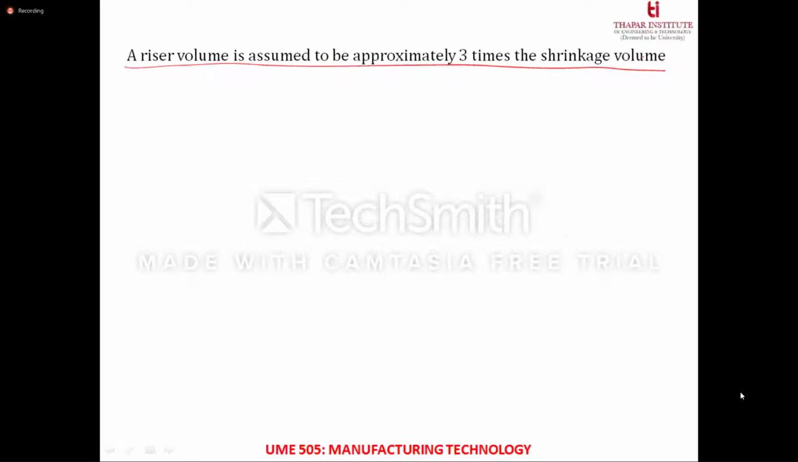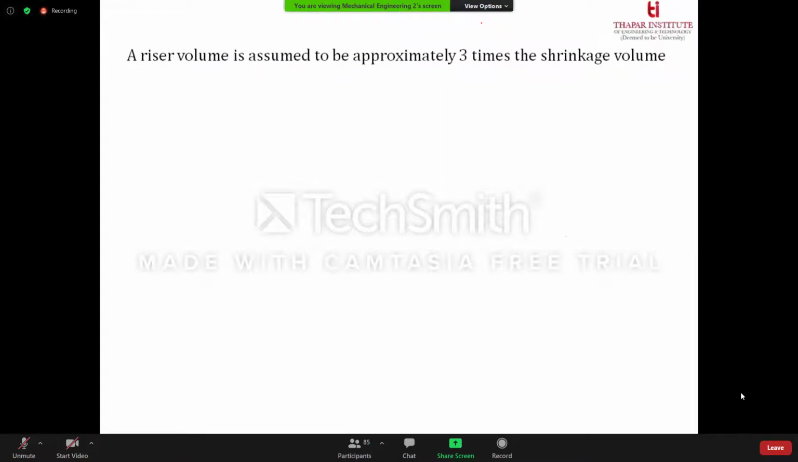So while the solidification of the cavity is happening in the mold, molten metal in the riser is going to remain at a higher temperature, and so it will be passed on to the mold cavity to compensate for shrinkage volume. So this is the basic idea why the riser volume is taken as 2.5 to 3 times the shrinkage volume. For simplicity's sake, we will always take this value to be 3 times during the design process. So please remember this point.